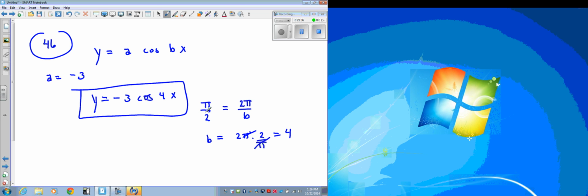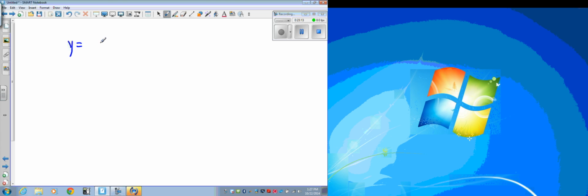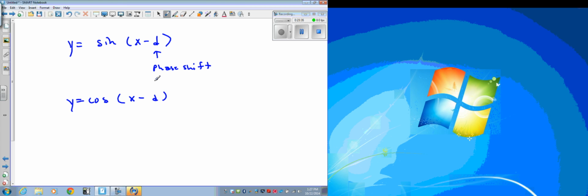Now this is 4.2. This is translations of the graph of the sine and cosine functions. Now notice we're just talking about sine and cosine in a horizontal translation. That's moving it left and right, and it's called a phase shift. And the argument, you notice, is x minus b. So what you do is y equals sine of x minus b. This is the phase shift. Y equals cosine x minus b. That's where your phase shift comes in.